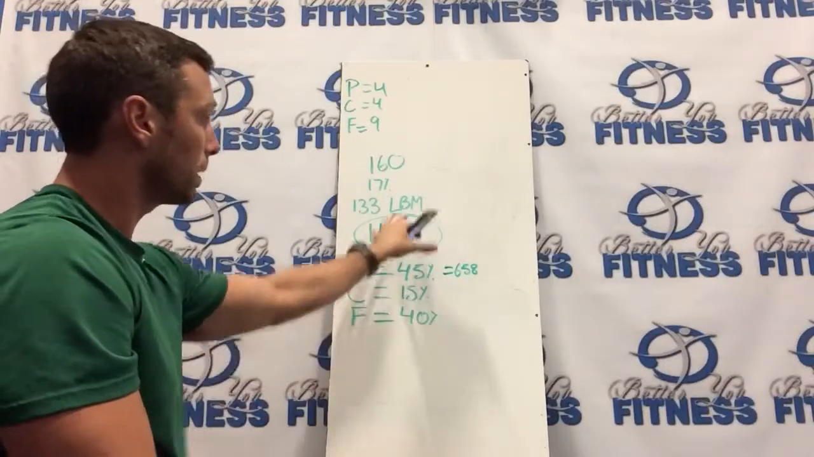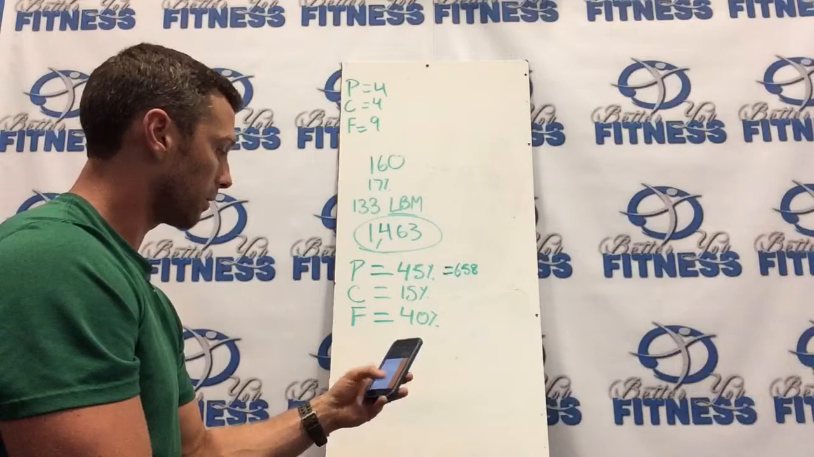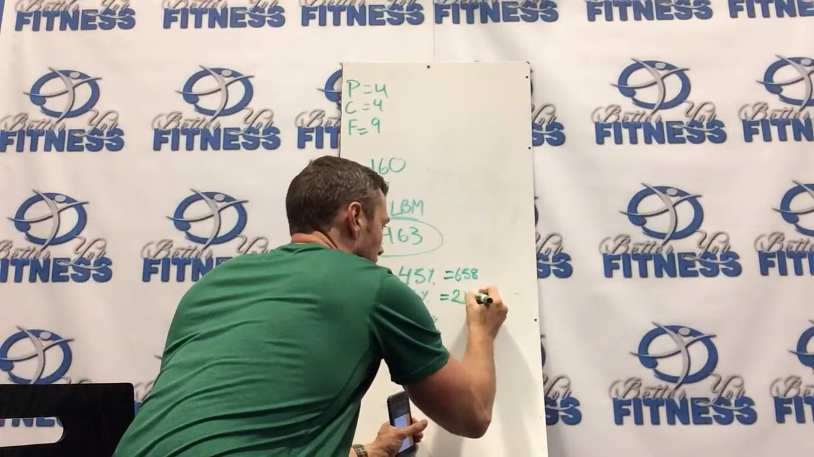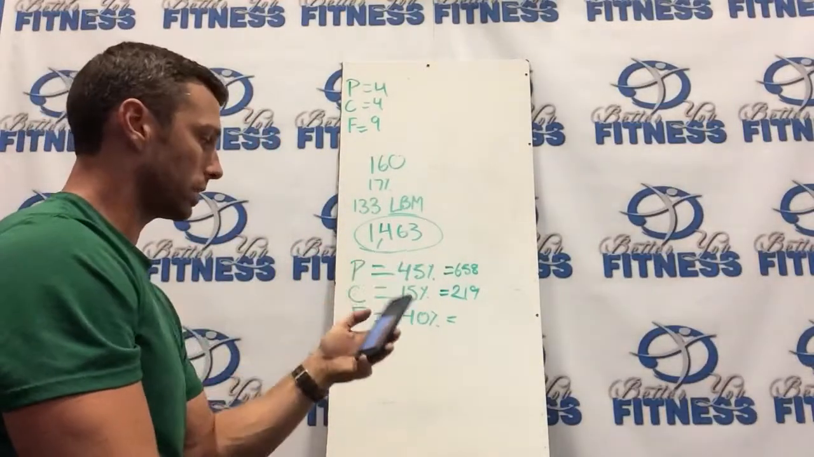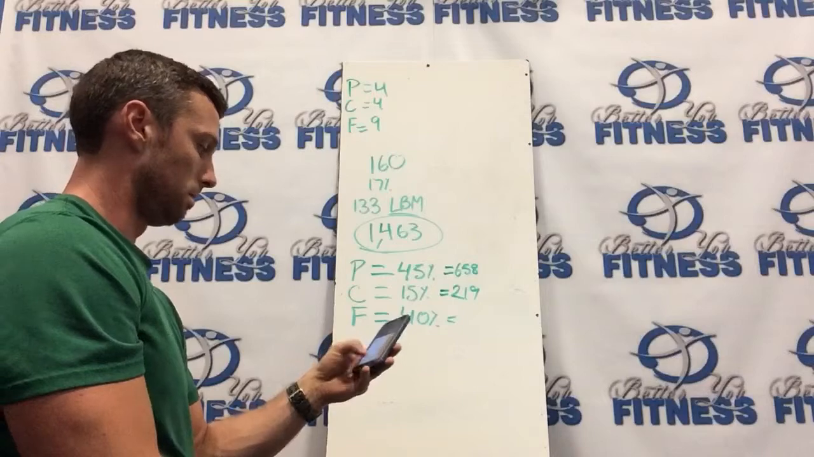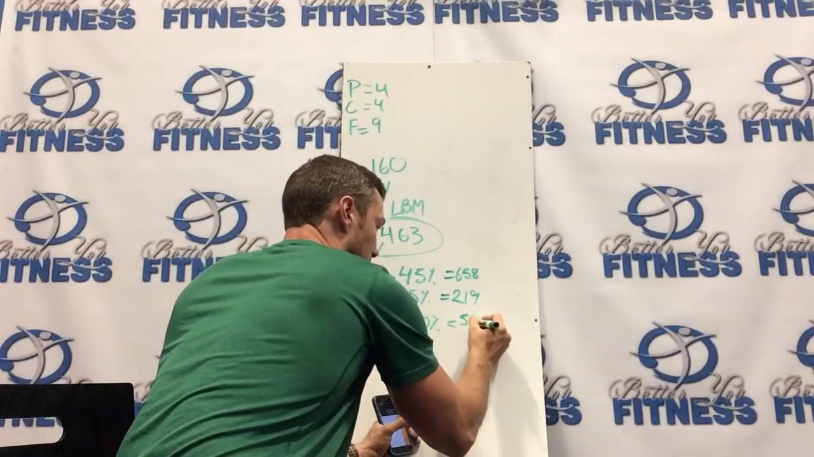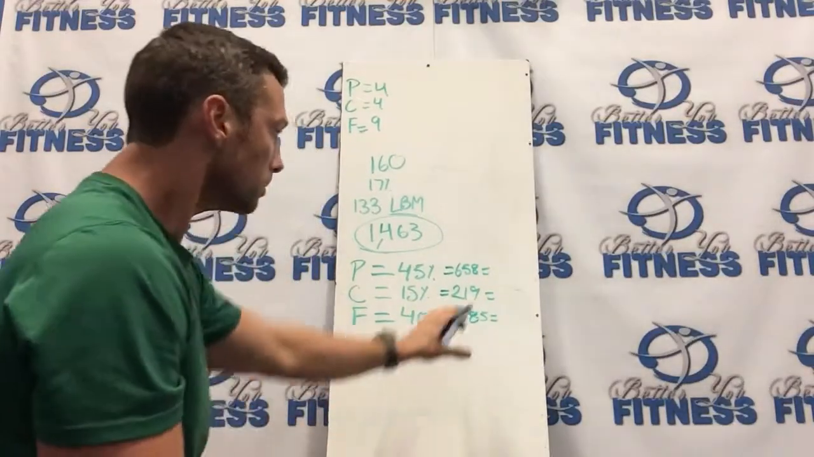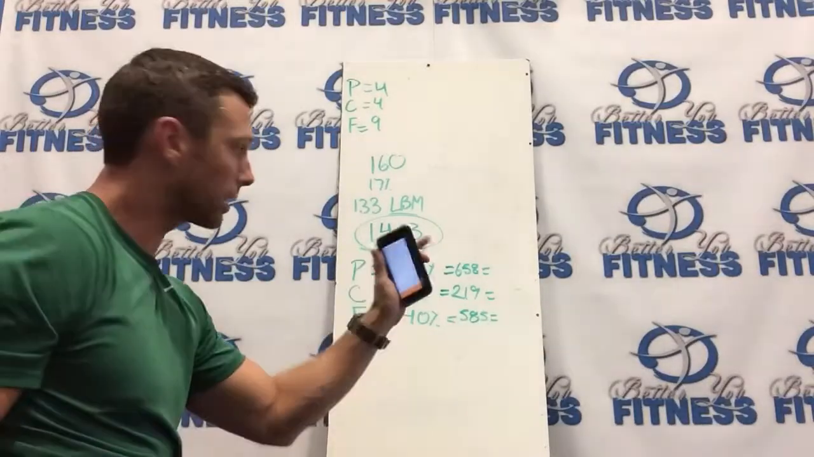Okay, so then 15% of 1463: 1463 times 0.15 comes to 219. And then 40% of the 1463 is 585. So these are our numbers. Get these numbers first, and then we'll come back to them. Now, these numbers are in calories, guys.